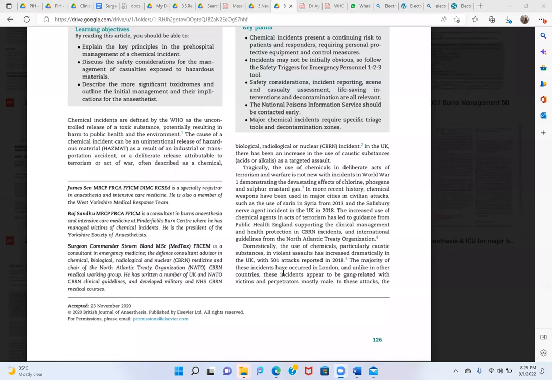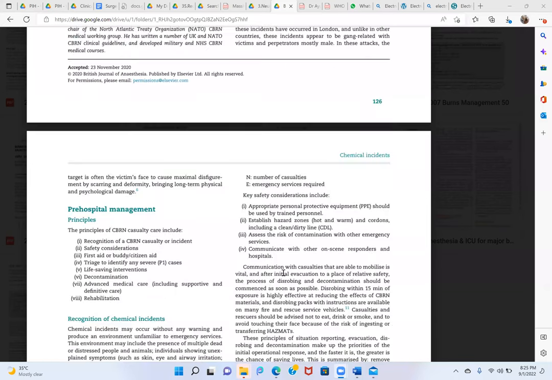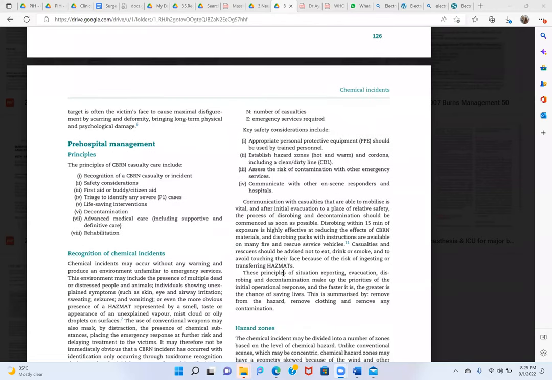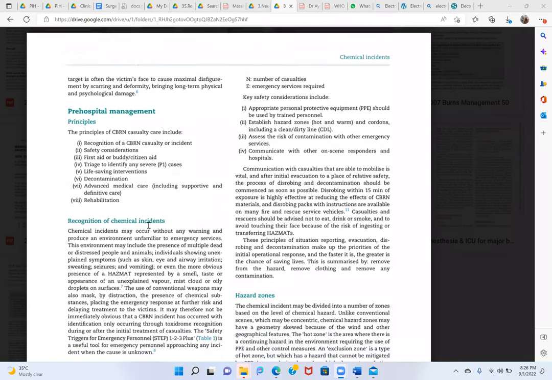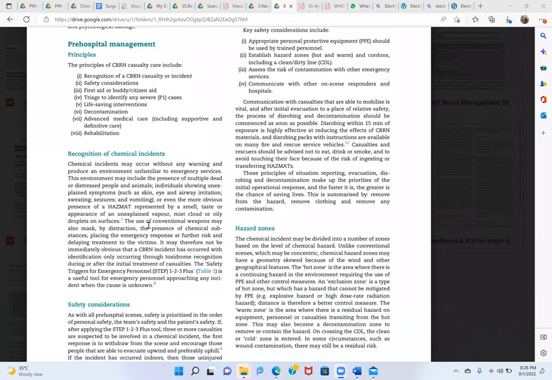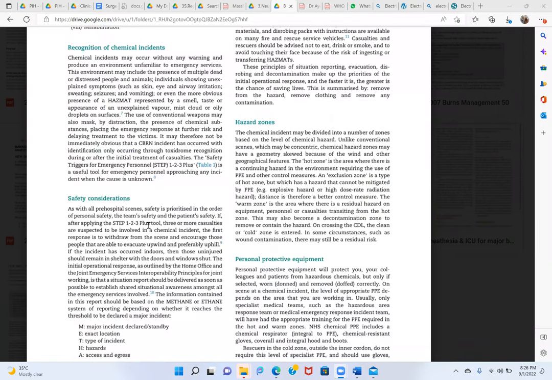Just a second, please. Okay, so this is related to some words about chemical incidents and chemical burns. Recognition of incidents, then safety consideration, first aid. Try to identify any severe cases, life-saving interventions needed, decontamination, and then you will be referring the patient to an advanced center if it is needed. Some words about it.